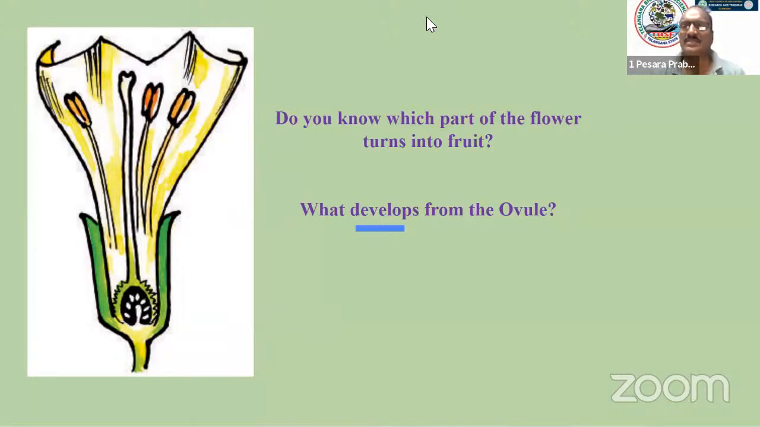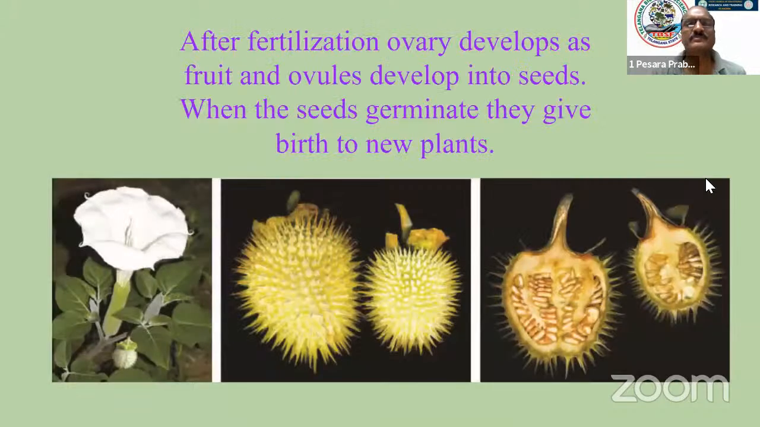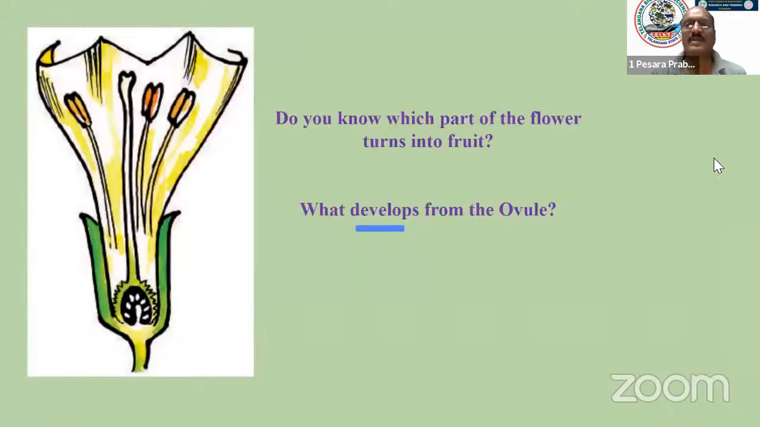Someone, Rohit, called ovule. No. Petals. No. Any more? Ovary. Yeah, Siddharth. Right. Carpel. Okay.